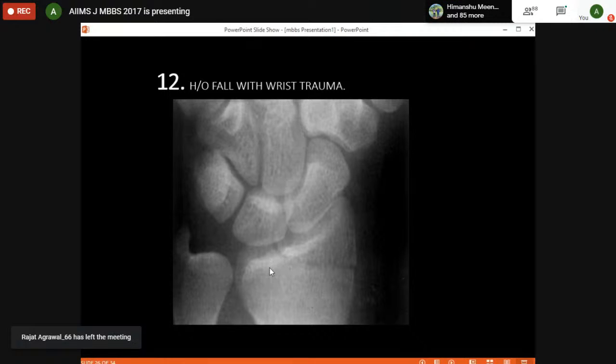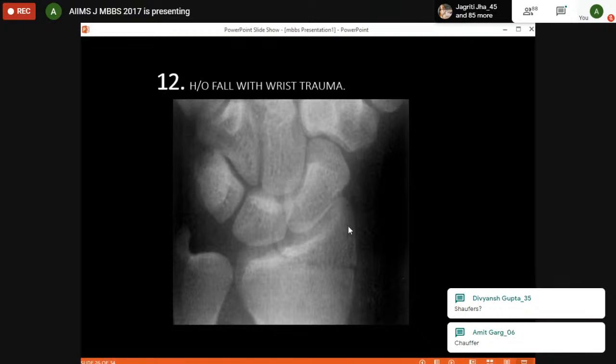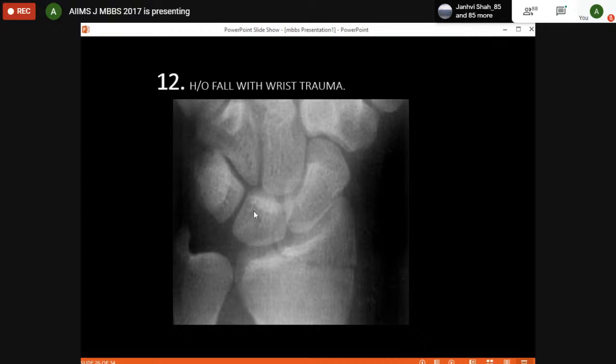So, okay, I'll tell you. This is the radius. This projected part of the radius, Schoffer's. Schoffer's is the correct answer, good. Schoffer's fracture, also known as Hutchison's fracture, okay? The other name is Hutchison's fracture.